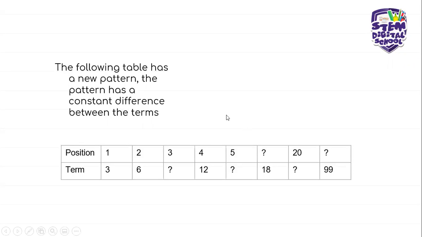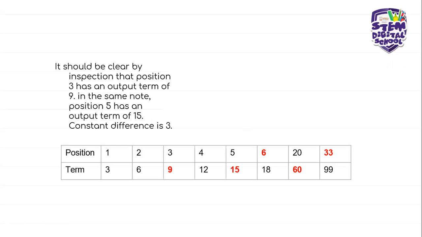So as you can see, at this point it's very clear that position 3 has an output term of 9. How do we find that output? Because of the constant difference. In the same note, position 5 has an output term of 15. Remember, as always, the constant difference is 3. So you multiply the position with the constant difference.